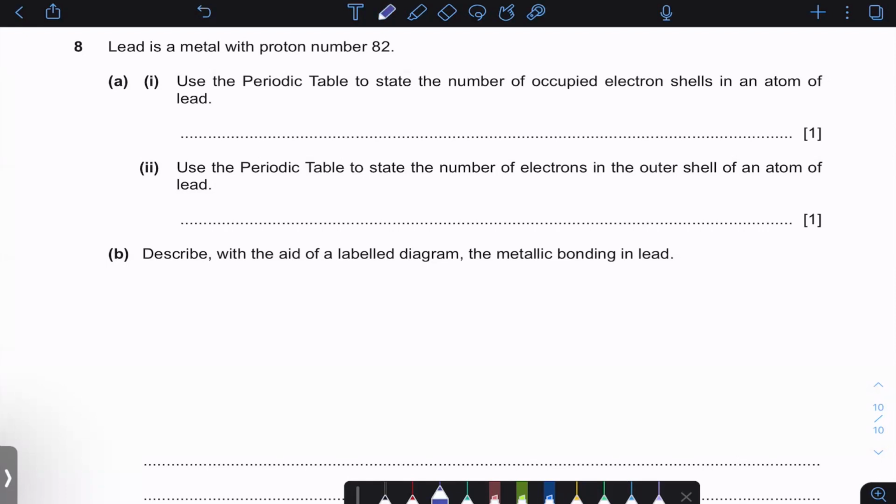We just have to look in the structure of the periodic table and will know कि number of occupied electron shells का मतलब क्या है. वो उसकी period पूछ रहा है, वो उसकी row पूछ रहा है. So we'll just do that. लेड किस में, फिफ्थ में, सिक्स्थ में? जी, lead is in sixth row, so we'll say sixth. Use the periodic table to state the number of electrons in the outer shell. ये पूरी बात की जगह हम कह सकते हैं कि वो group number पूछ रहा है, वो column पूछ रहा है. So it is group number 4, so 4.